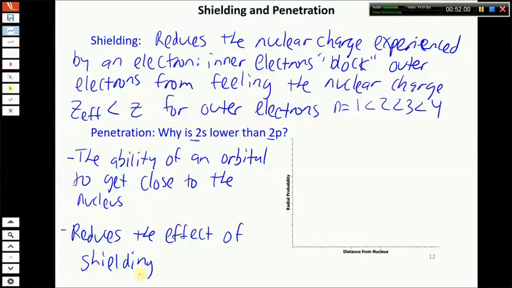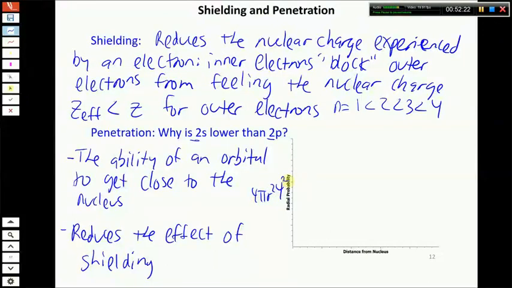Again, these probability densities don't tell you what percentage of the time it's here or there, but they tell you the probability of it being there, and for some orbitals you have a small probability of being close to the nucleus, and that then reduces the effect of shielding. And what this comes from is the radial probability density, 4 pi r squared psi squared.